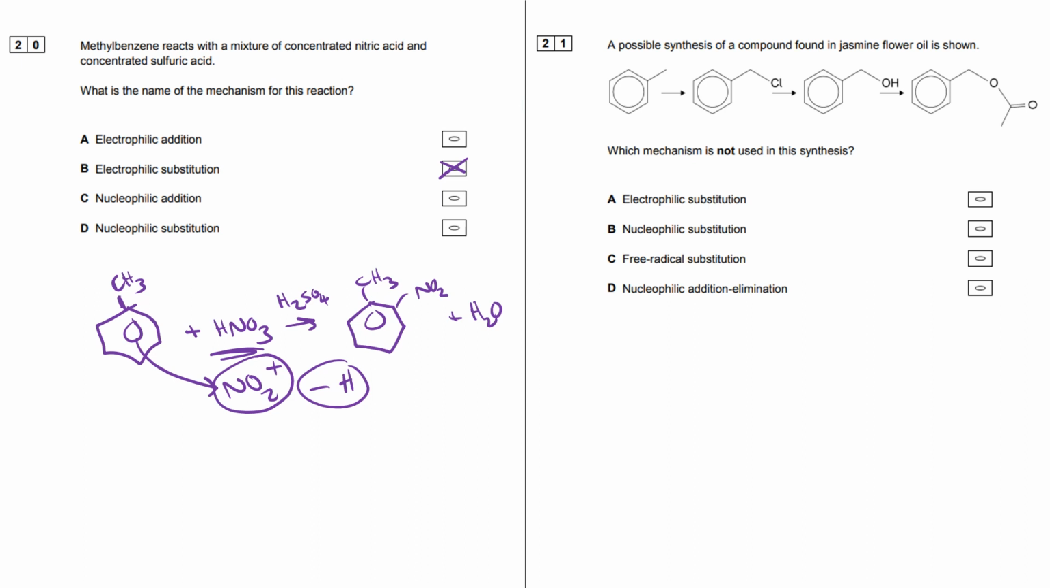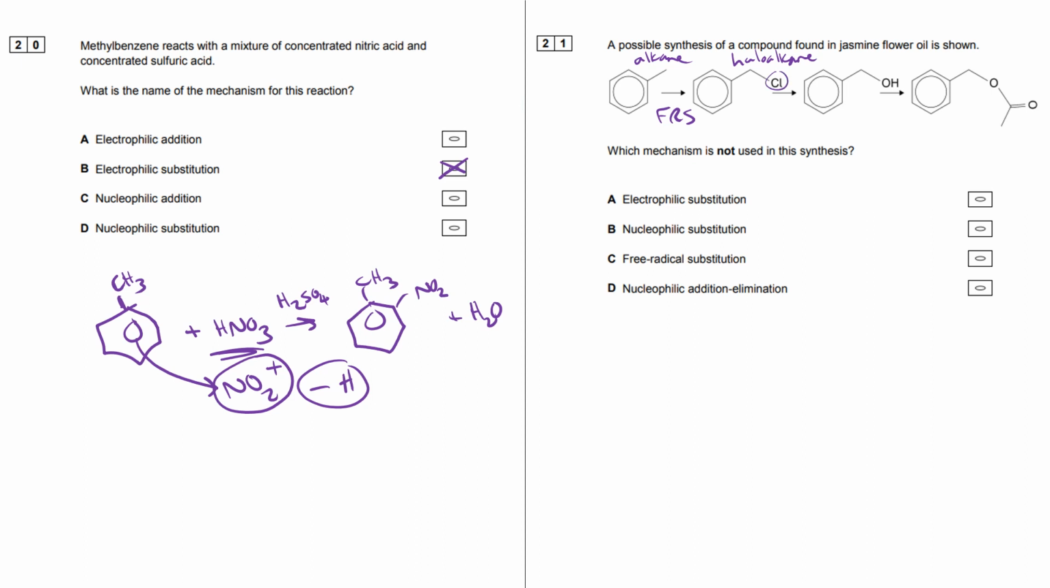Question 21. A possible synthesis of a compound found in jasmine flower oil is shown. So it's a multi-step synthesis; which mechanism is not used in this synthesis? So I'll go through each step in this reaction sequence and just identify what's happening. So you're going from an alkane to a haloalkane here. That's going to happen by free radical substitution. So free radical substitution occurs as the halogen joins on. You need UV light for that to occur.